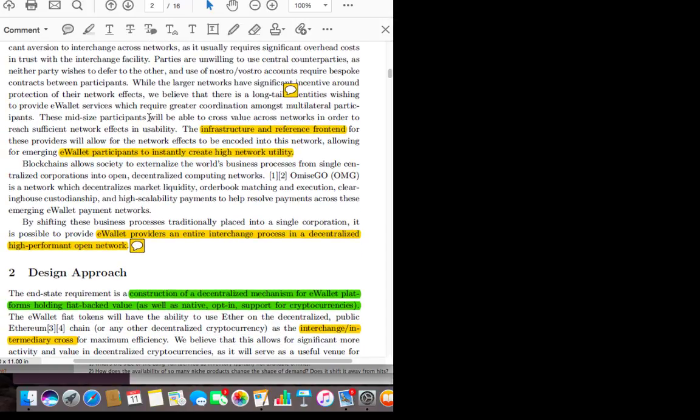And then the third point they talk about is that larger networks have significant incentive around protection of their network effects, but they believe that there is a long tail of entities wishing to provide e-wallet services.